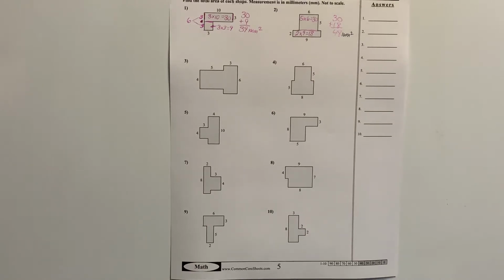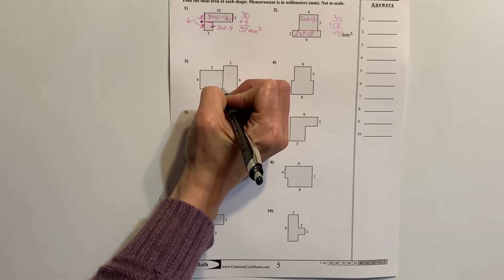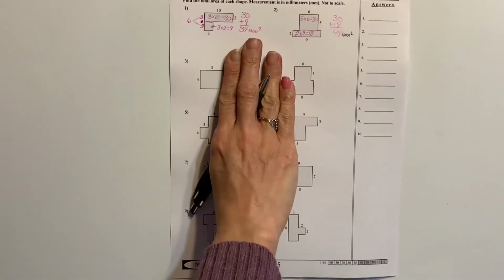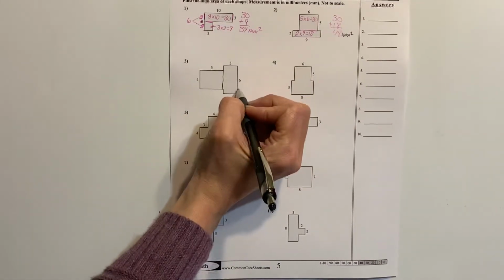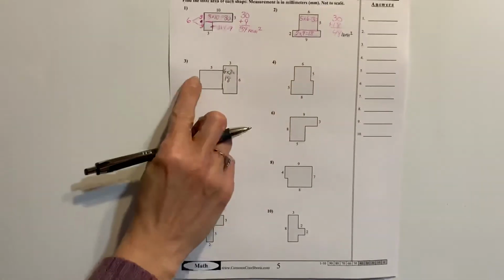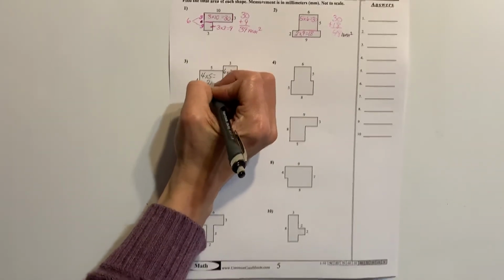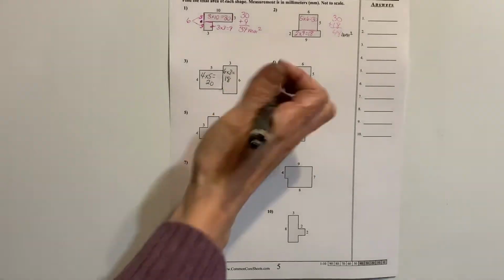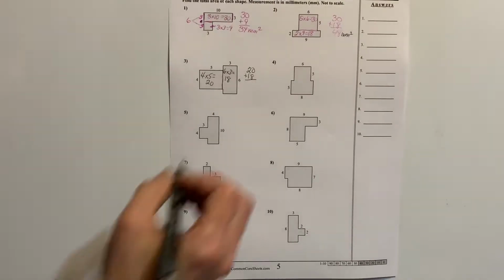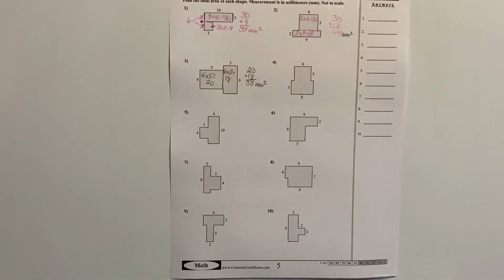All right, number 3. I see two rectangles when I draw my line right here. I've got a rectangle here, and I've got a rectangle here. I've got 6 times 3, which gives me 18, and I've got 4 times 5, which gives me 20. Now I have to add those up. 20 plus 18 gives me a total of 38 millimeters squared.